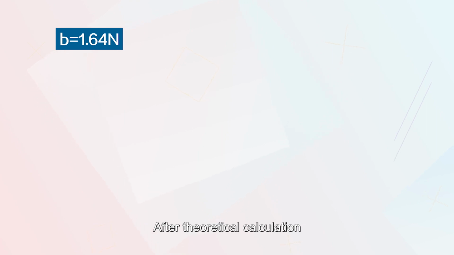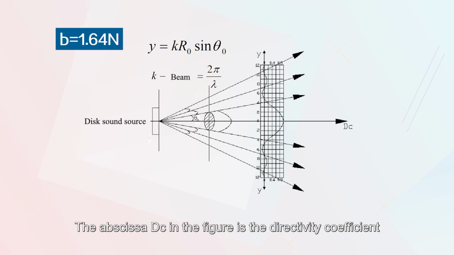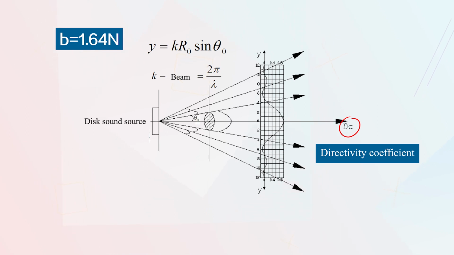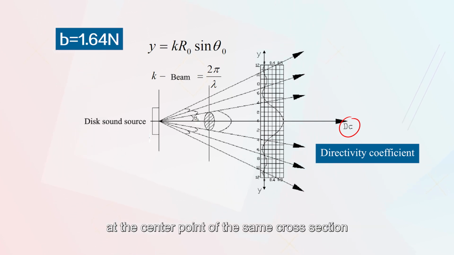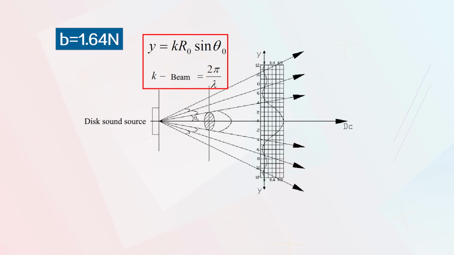After periodical calculation, the non-diffusion length b is equal to 1.64 N. The diffusion in the diffusion zone is shown in the figure. The abscissa in the figure is the directivity coefficient Dc, which is equal to the ratio of the sound pressure at any point in the sound field to the sound pressure at the center point of the same cross-section. The ordinate y is equal to k r0 sine theta 0, k is the wave number, equal to 2 pi / wavelength.